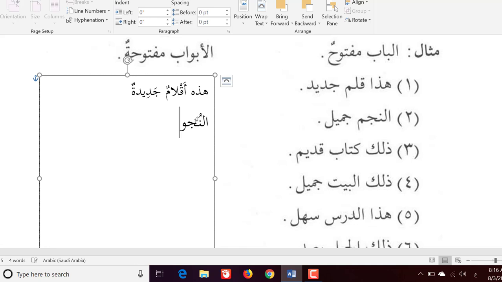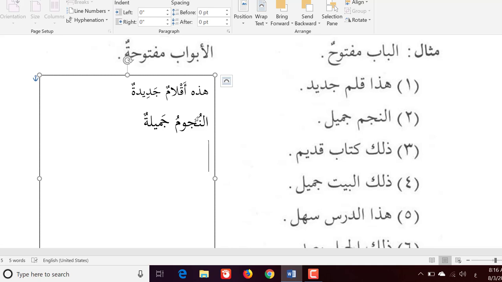And then the plural is going to be jimal, la, jamila. Okay, jamilatun. It says dhalika kitabun qadim. Okay, so now, does kitab go with dhalika or does kitab go with qadim? Kitab goes with qadim. It doesn't go with dhalika.